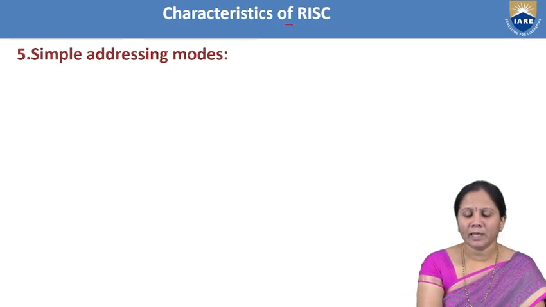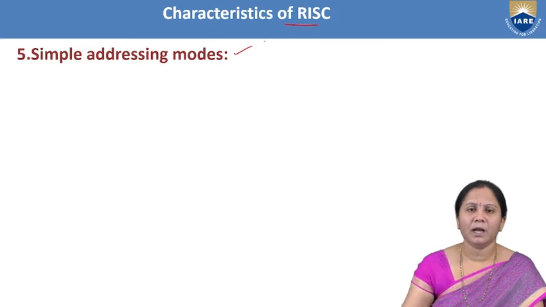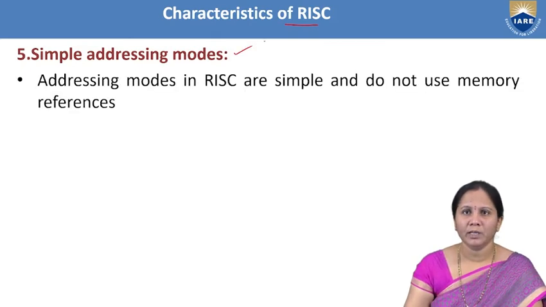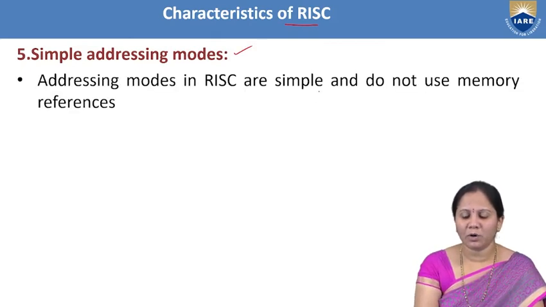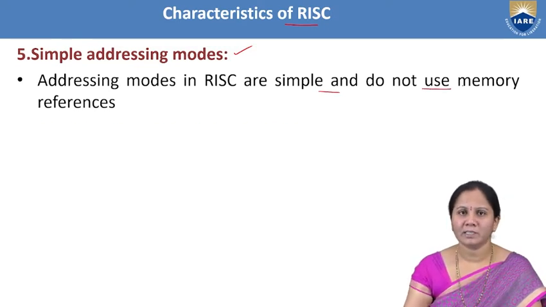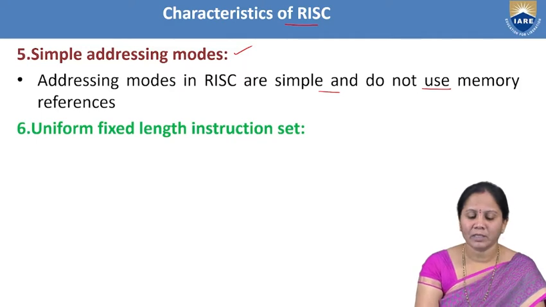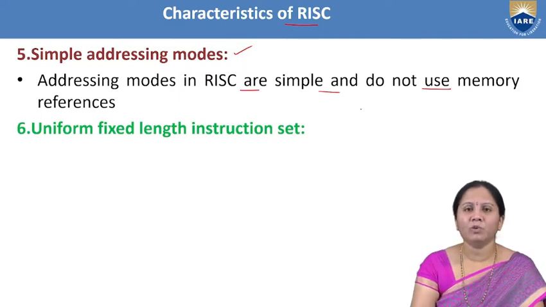Another characteristic of RISC is that it has simple addressing modes. Addressing modes in RISC are simple and do not use memory references. Since it has a larger number of general purpose registers, it does not use a large amount of memory unnecessarily.